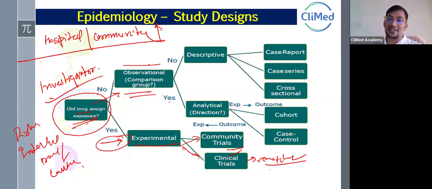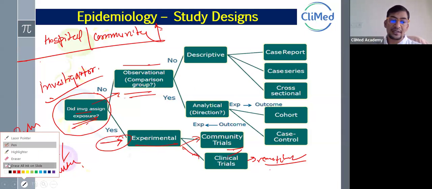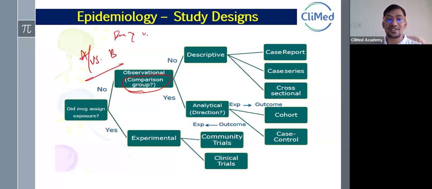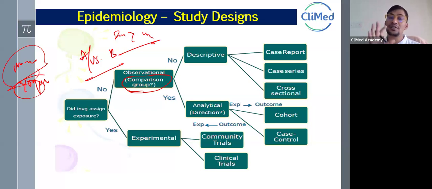Observational studies are also of two types, guys. Let me delete this and then I'll show you the full thing. One is if you have a comparative group in the study, a group to compare, like A versus B, or drug X versus Y, or maybe the current normal therapy versus yoga. But that is not given by the investigator. You are just observing the natural process. You are comparing the two things here.